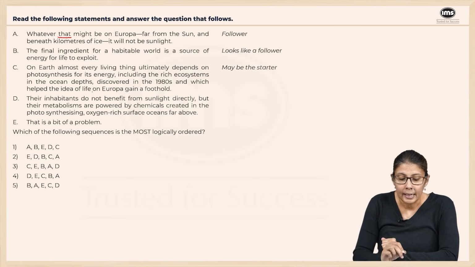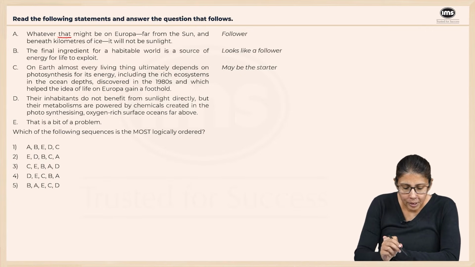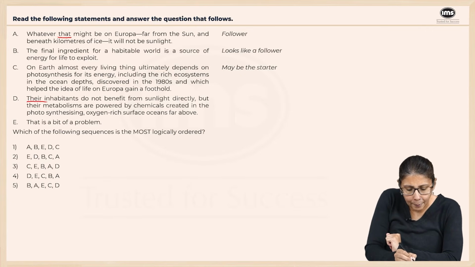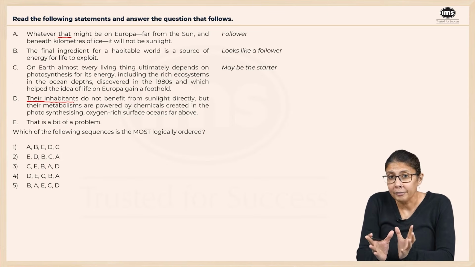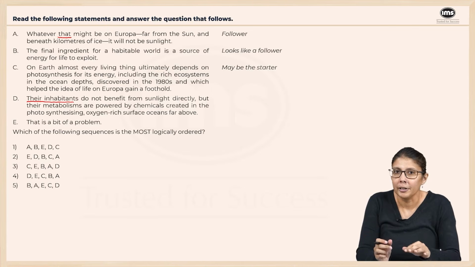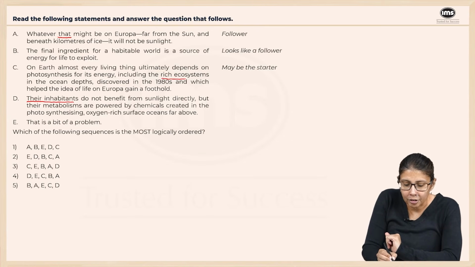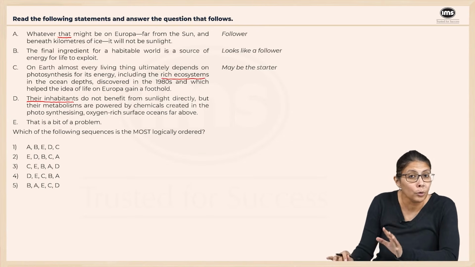D says their inhabitants do not benefit from sunlight directly. Now, this is the sentence where you really need to focus because I had to keep searching for the reference for their inhabitants. See, you might feel that this refers to Europa, but Europa is singular. So, I would have said its inhabitants. So, this does have a grammatical angle here. When I say their, I am clearly referring to something plural. So, if you really search this paragraph, you will realize their refers to the rich ecosystems in the ocean depths. That's the only thing it could refer to. There is no other point of reference.